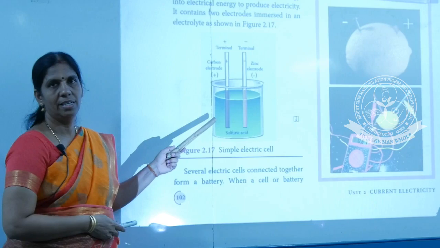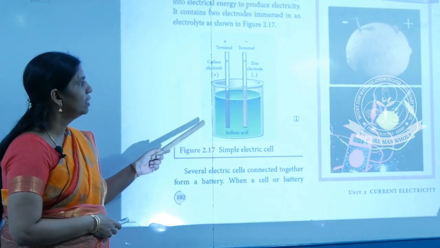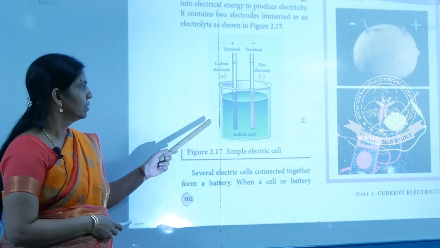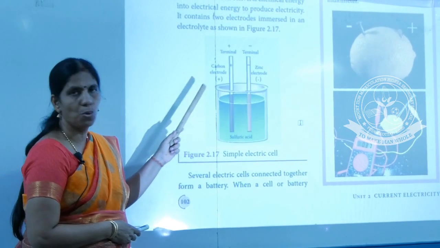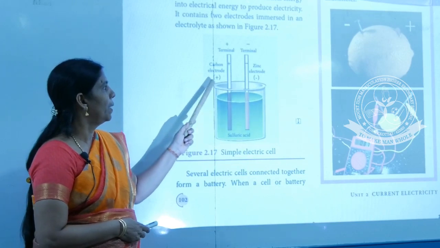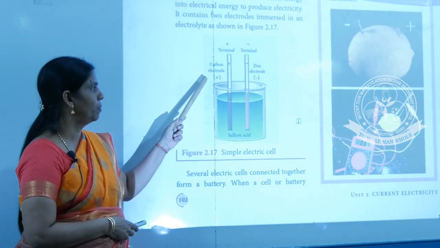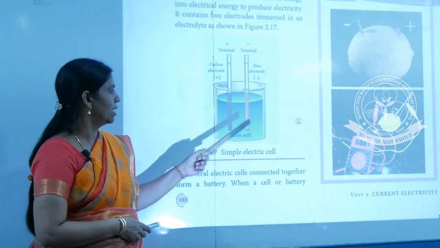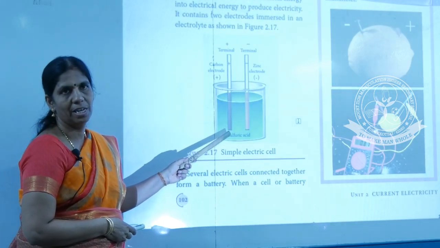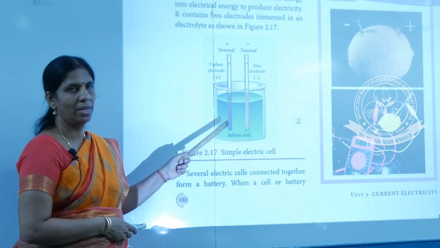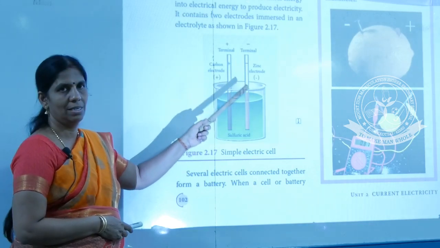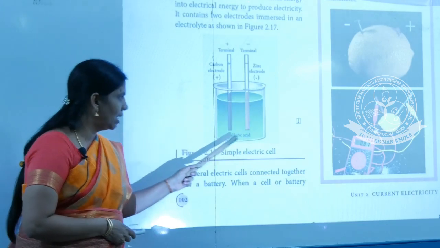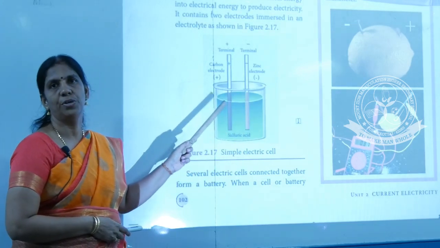You may see clearly in this figure, an electric cell consists of two electrodes, positive electrode which is a carbon electrode and negative terminal is a zinc electrode, and sulfuric acid which acts as electrolyte. So what is an electric cell? It is a device which converts the chemical energy of electrolyte into electrical energy.